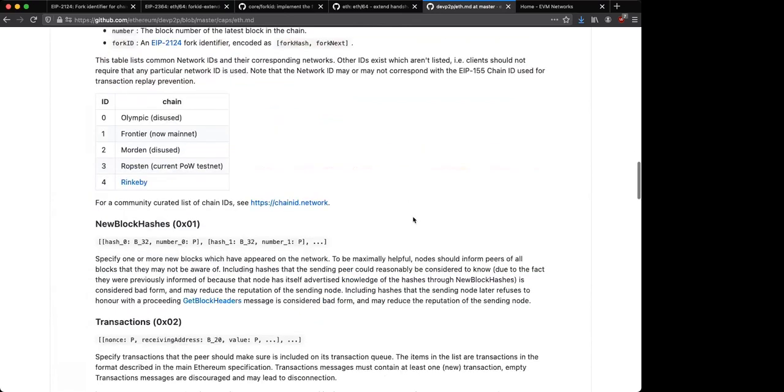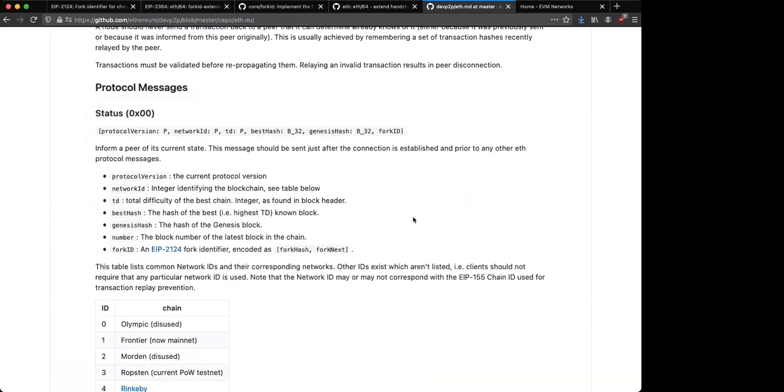Okay, that makes sense. So if you were to start off at Genesis, and then while you're syncing you get up to whatever the Homestead fork was, would your fork ID change during sync? Yes, it will change.